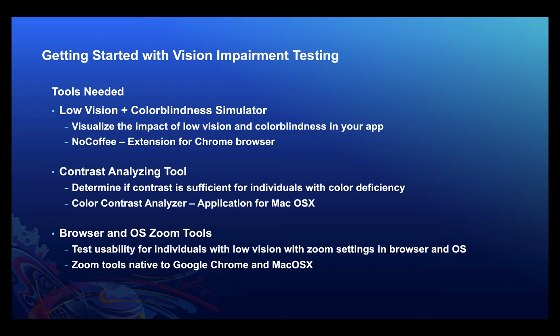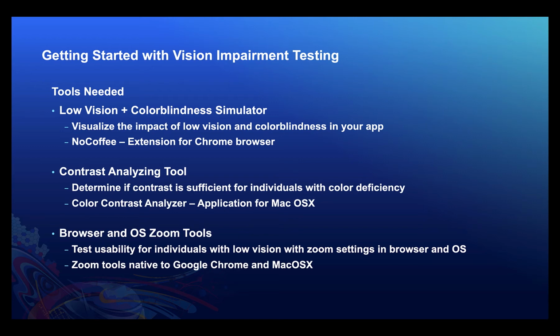For this demo, we will be using a vision impairment simulator called No Coffee, which is an extension available for Google Chrome. Contrast analyzing tools are available throughout the web and can help you determine if contrast between text color and background color is sufficient for colorblind users to be able to read. For this demo, we will use Color Contrast Analyzer, an application available for Mac.